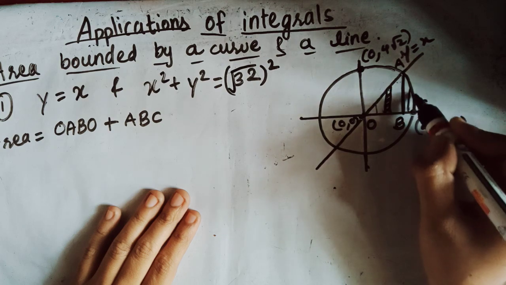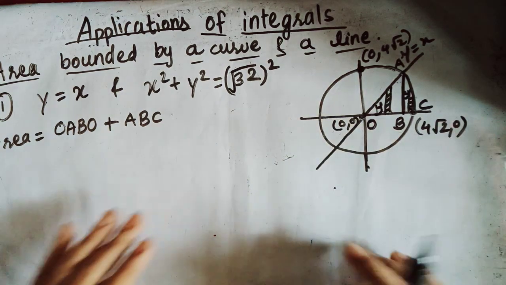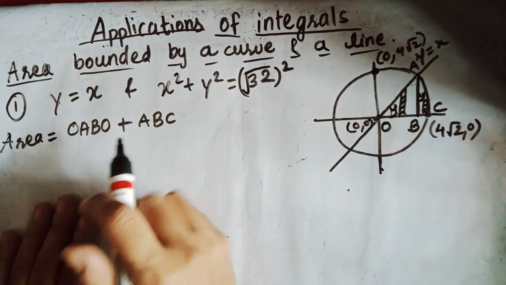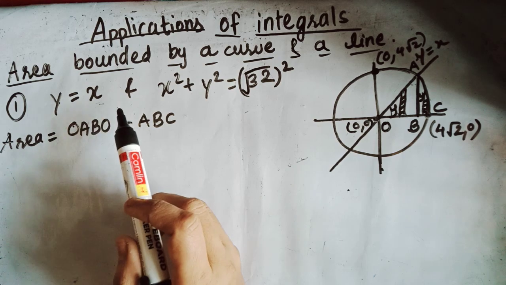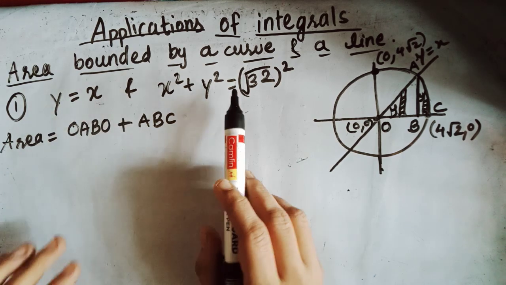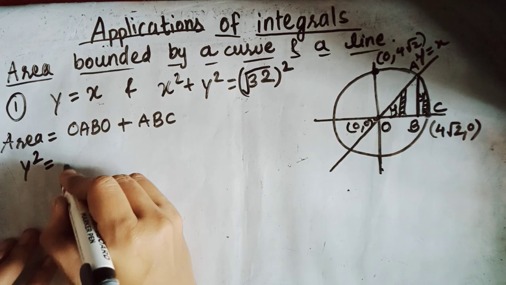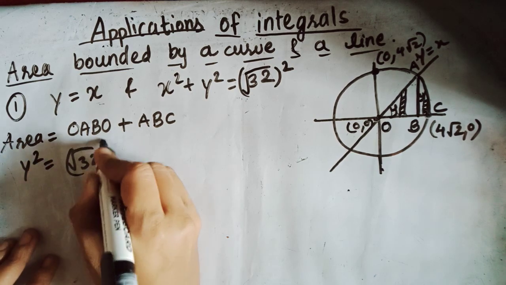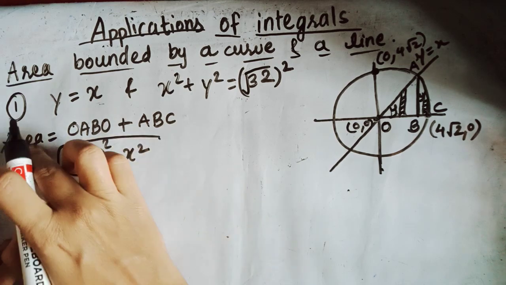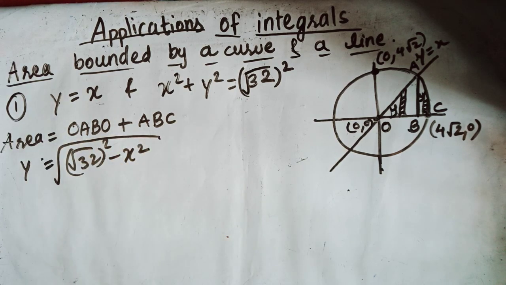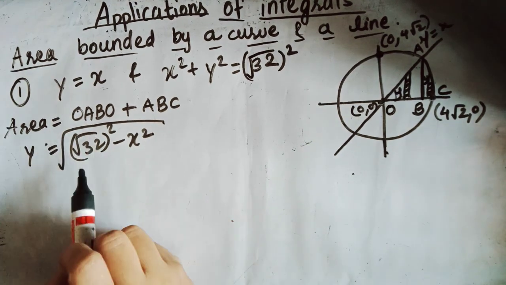Now I'm going to consider the strip. The y strip I am considering for both the regions. So in terms of y you have to write. Now the line is already in the form of y. This you have to convert, that is, y square is equal to root 32 square minus x square. So you can take the root here and the square goes. Now you have to find out the area.